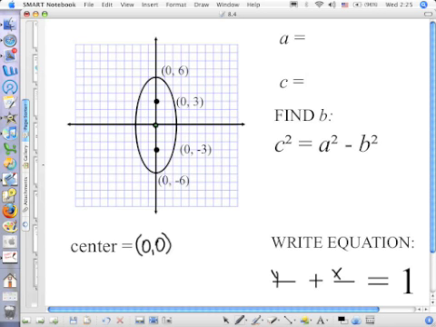Okay, now what's convenient about these is that since A and B are on vertical and horizontal lines, all we have to do is count. How far is it from the center to the edge of the major axis? 6 units, so A is equal to 6. On the center to the 1, 2, 3, 4, 5, 6. That's A.